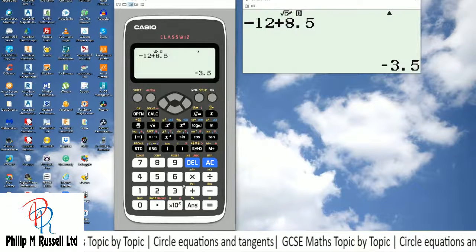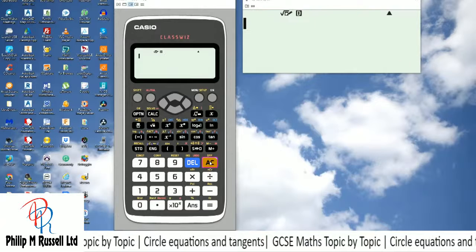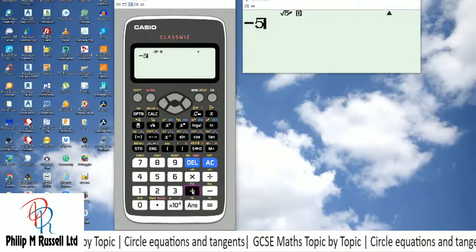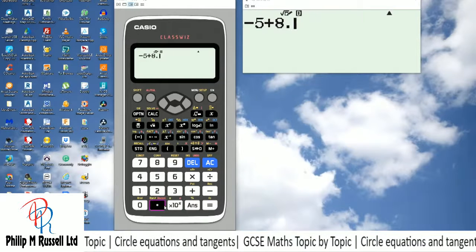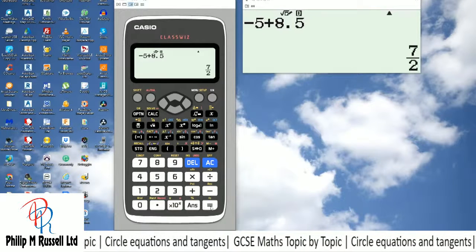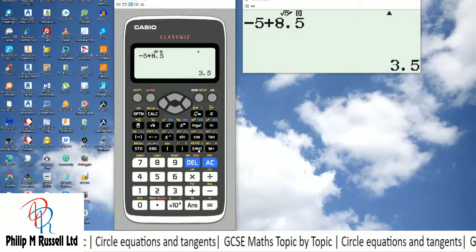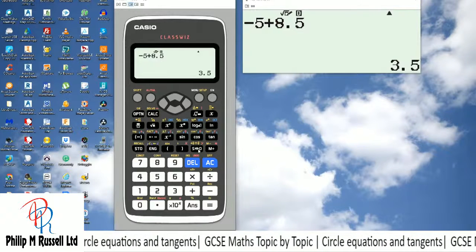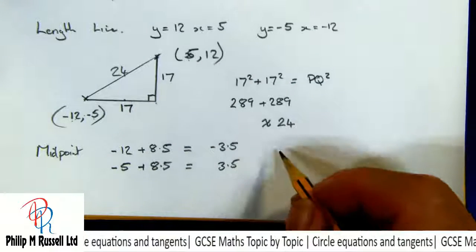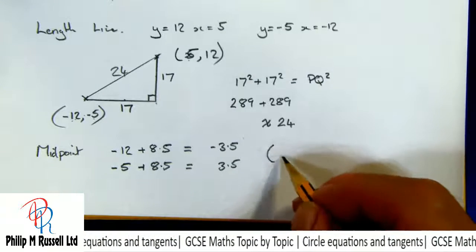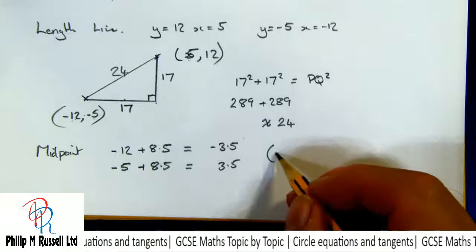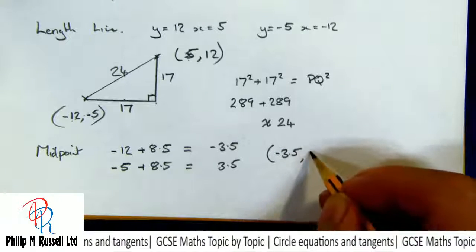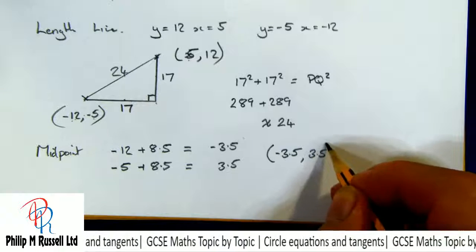And the other one is going to be minus 5, this time plus 8.5, giving us another coordinate of, this time, 3.5. So the coordinates of my midpoint would be my x value of minus 3.5 and my y value of 3.5.